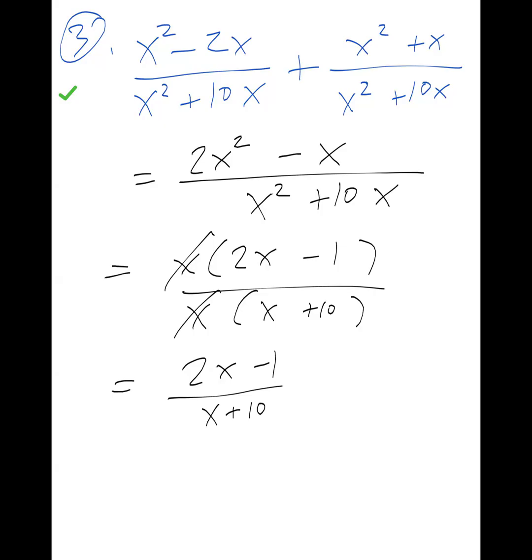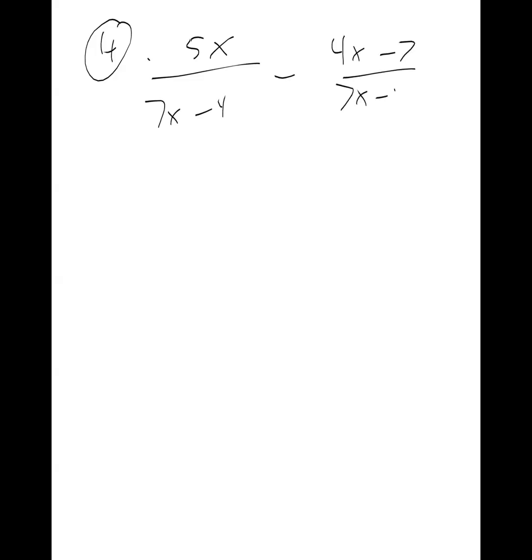So let's do number 4 now, right? Yes. Perfect. Okay. Oh wait, did we do 4 already? Okay, sorry, my fault. So 5x over 7x minus 4, minus 4x minus 7 over 7x minus 4. There we go. Perfect.